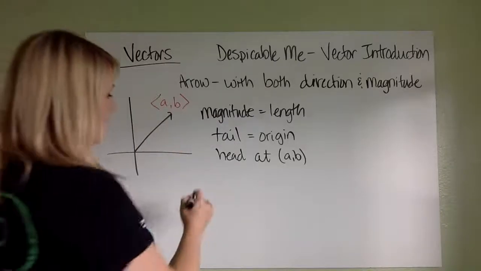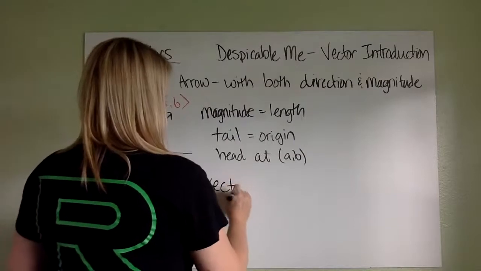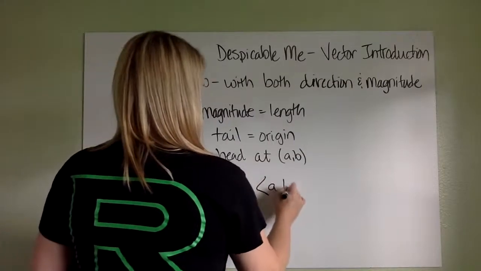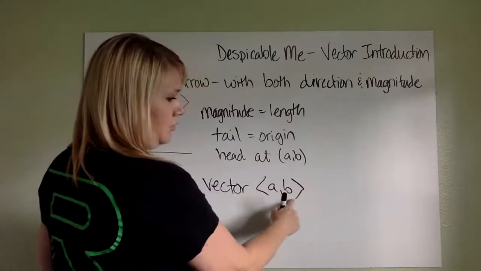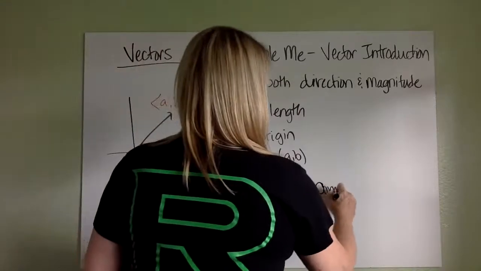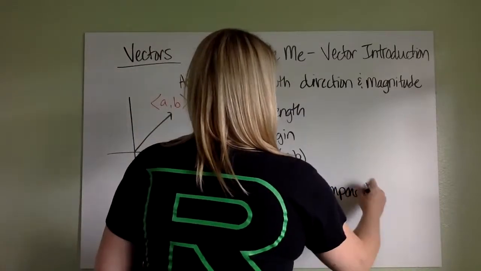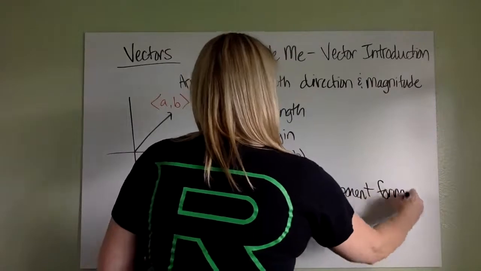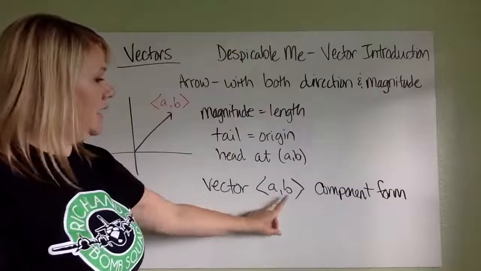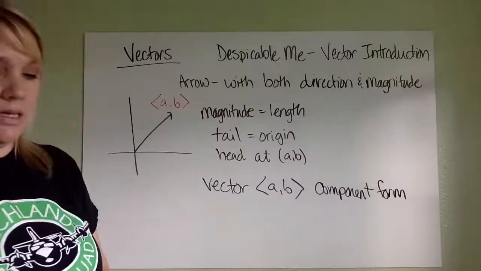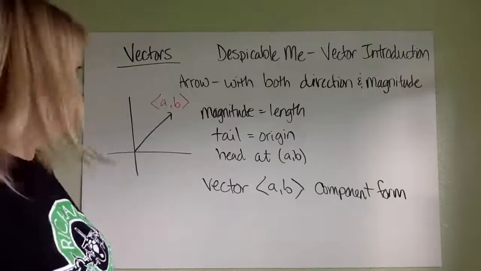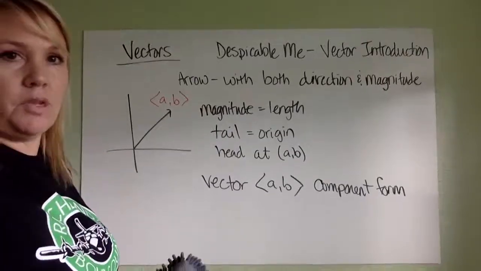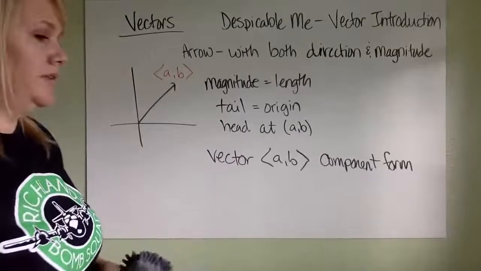So this vector, when we write it <a, b> like this with the arrowed ordered pairs, is what we call component form. Its components a and b represent the ordered pair where the vector stops. Okay, so we're going to go through a couple of examples.